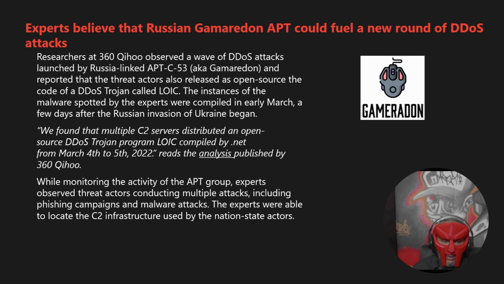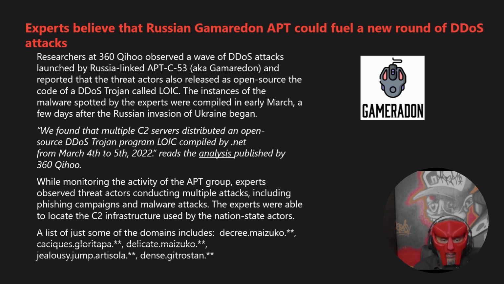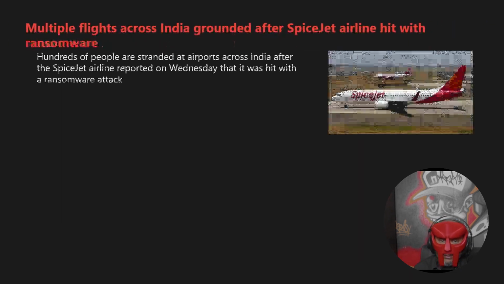While monitoring the activity of the APT group, experts observed threat actors conducting multiple attacks, including phishing campaigns and malware attacks. The experts were able to locate the command and control infrastructure used by the nation-state actors. A list of just some of the domains includes decree.mazuko, kachikis.gloratepa, delicate.maizuko, jealousy.jump.artizola, dense.glitrostan. Now, the malicious code distributed by the APT group includes hard-coded IP addresses and ports for the targets. The distribution of the LOIC Trojan may be the prelude to a new round of DDoS attacks, concludes the researchers, who also shared indicators of compromise for the attacks.